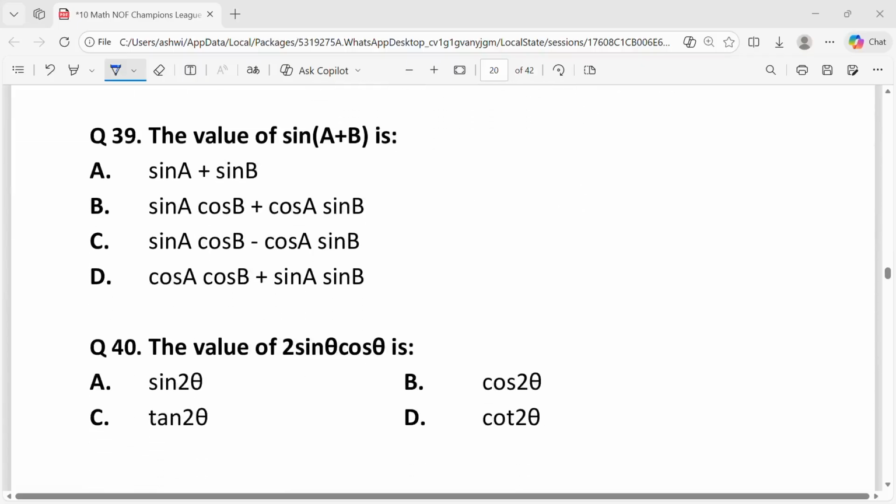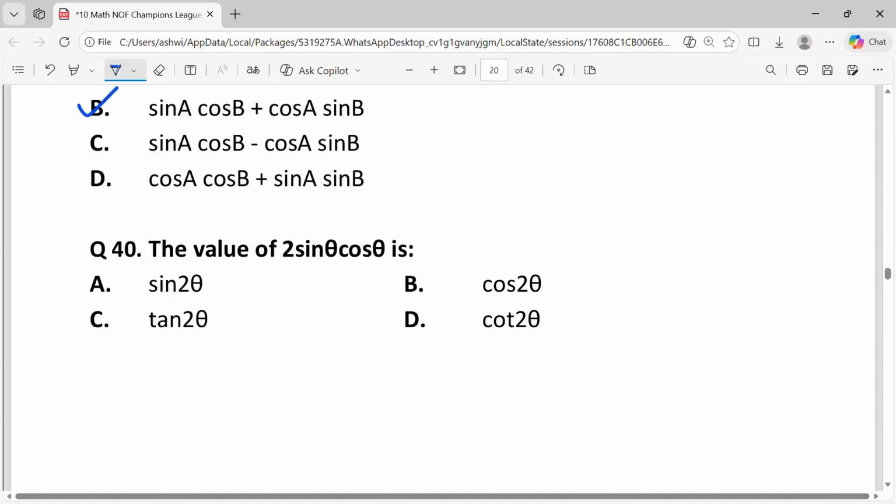Question 39. The value of sine A plus B is B, sine A cos B plus cos A sine B. The formula for the sine of the sum of two angles A and B is a fundamental identity in trigonometry. It is defined as sine A plus B equal to sine A cos B plus cos A sine B.